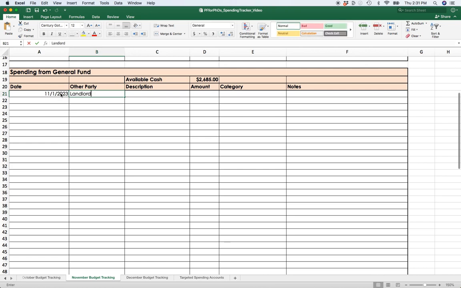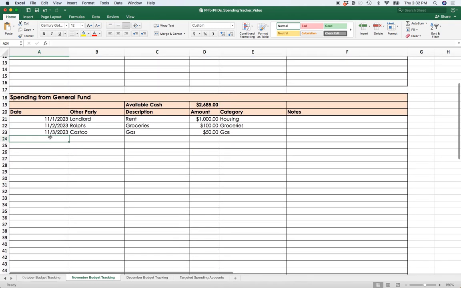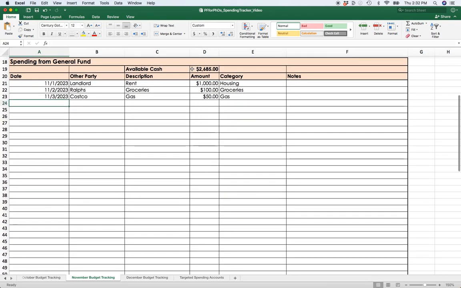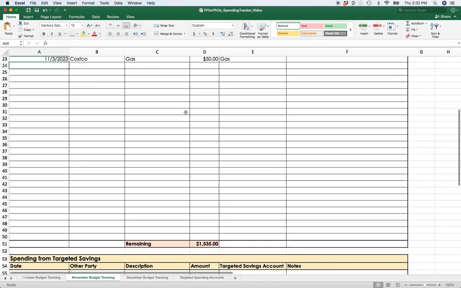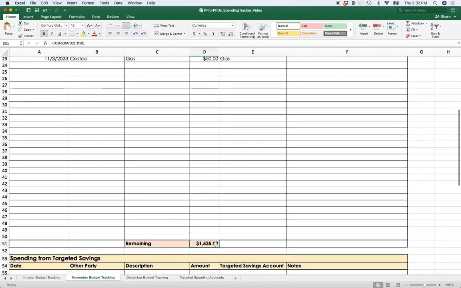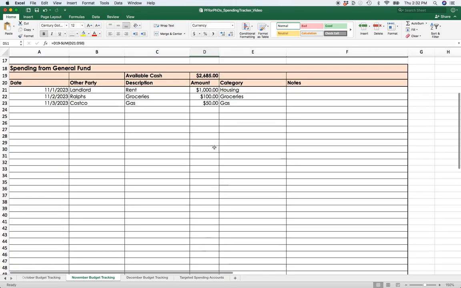So for example, maybe on the first of the month, you're paying your rent. And then you have some variable spending. Maybe you go to the grocery store and spend $100. I personally like to get gas at Costco, so we're going to have an example of that. Maybe $50. And again, just throughout the whole month, you're keeping track of all of your transactions in this section. This is from your general fund for spending. It looks like we have $2,685 to start with to spend generally. And this keeps a running total of how much is left, $1,535 after those 3 transactions that I just put in.